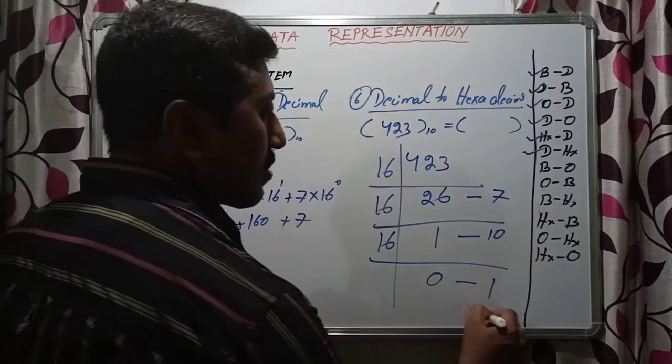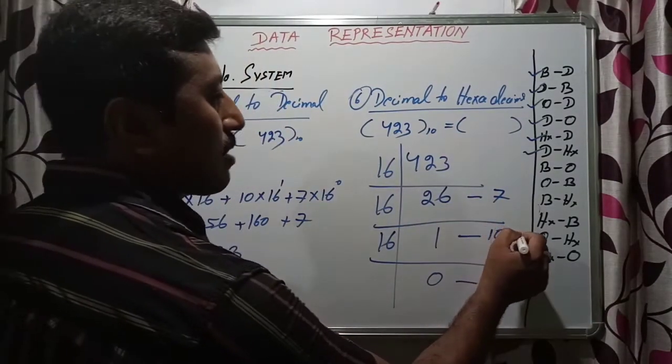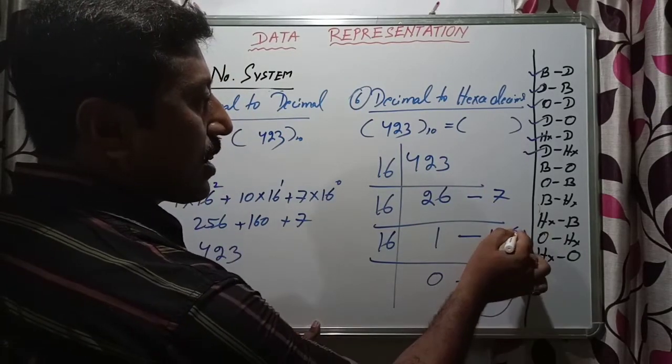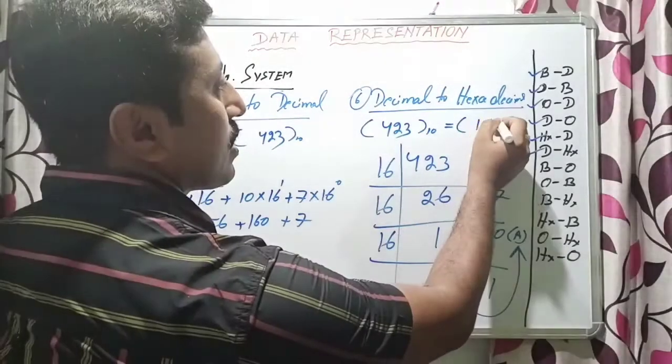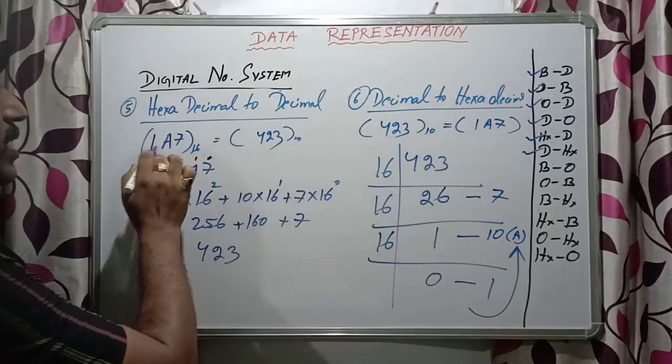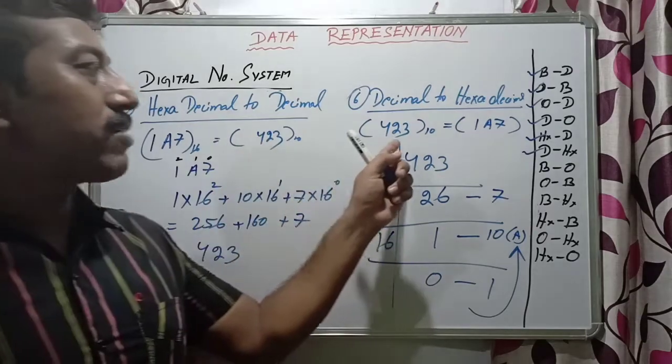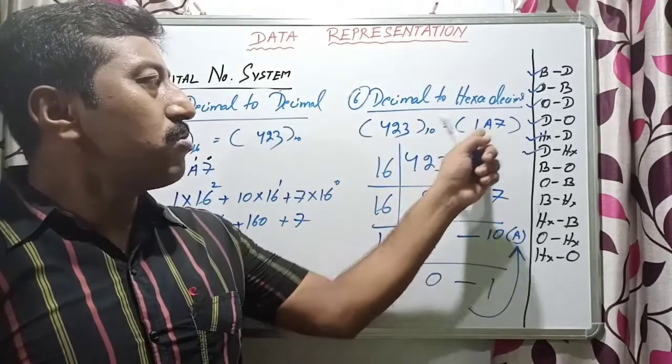So now you read the remainders from here like this. 10 can be represented as A. So 1A7. Now you see, 1A7; the answer was 423. Again we are converting 423 to 1A7.